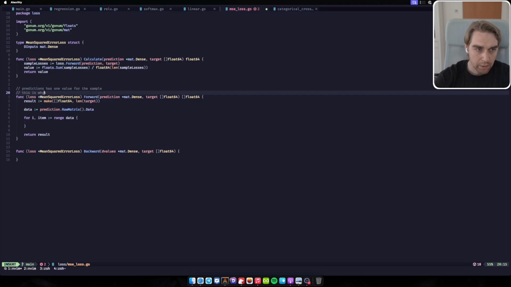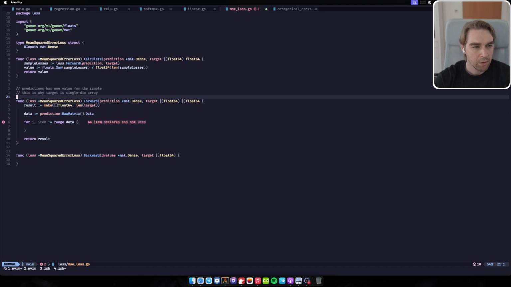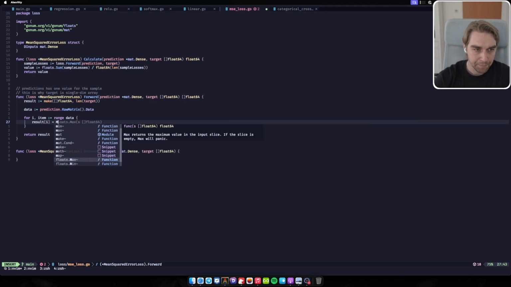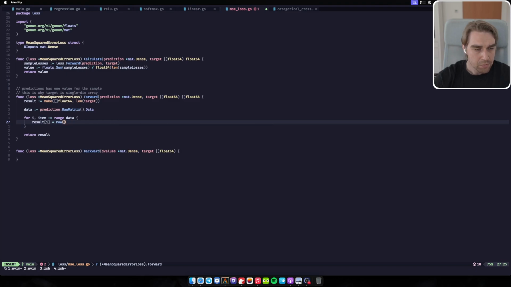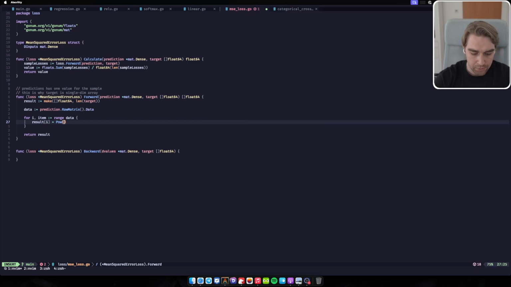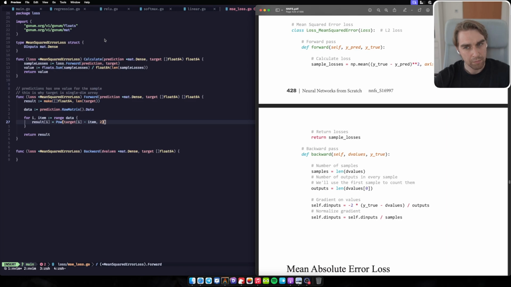No, this is why target is single dim array. Otherwise, this code won't work. But what we can do? So the result equals to how of y true. Well, it doesn't actually matter the order because we set it minus item second. That's it.